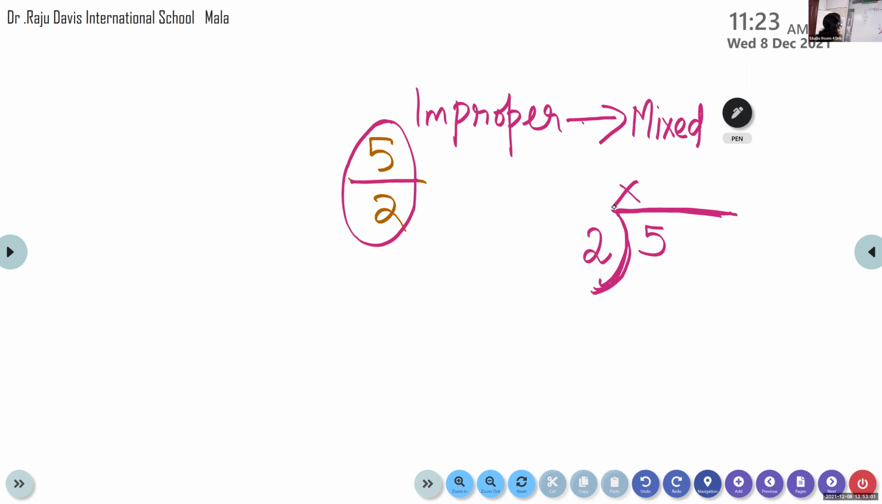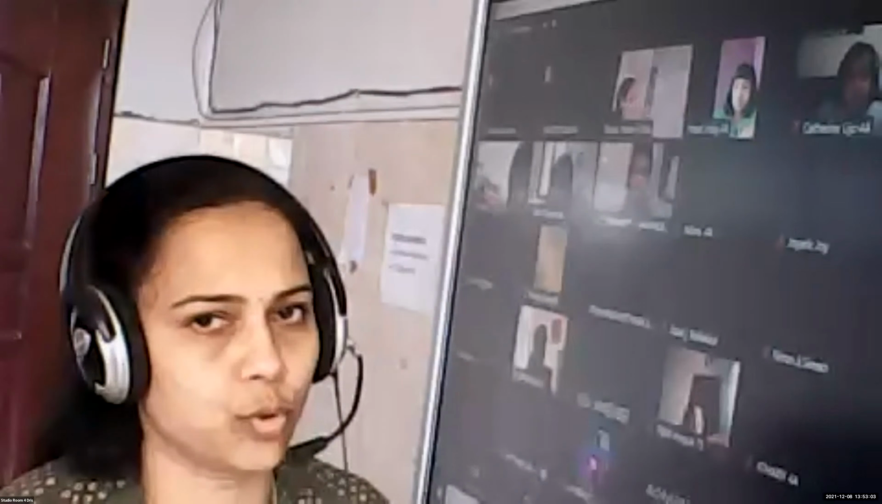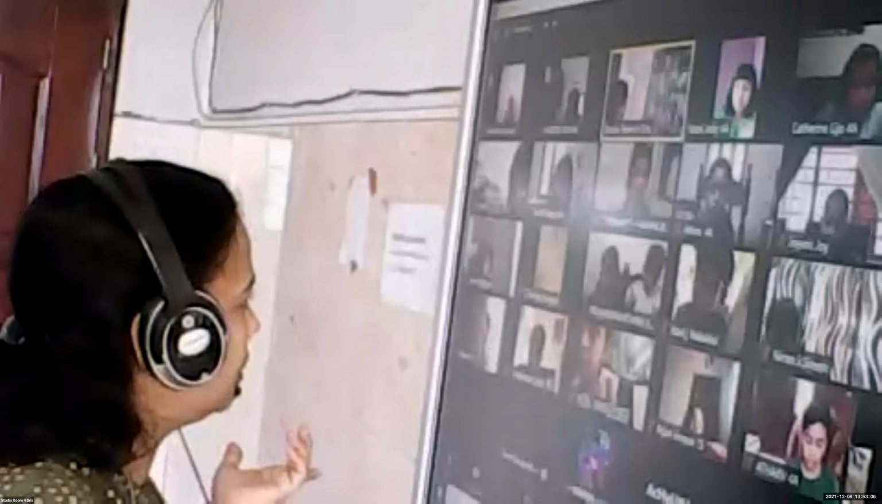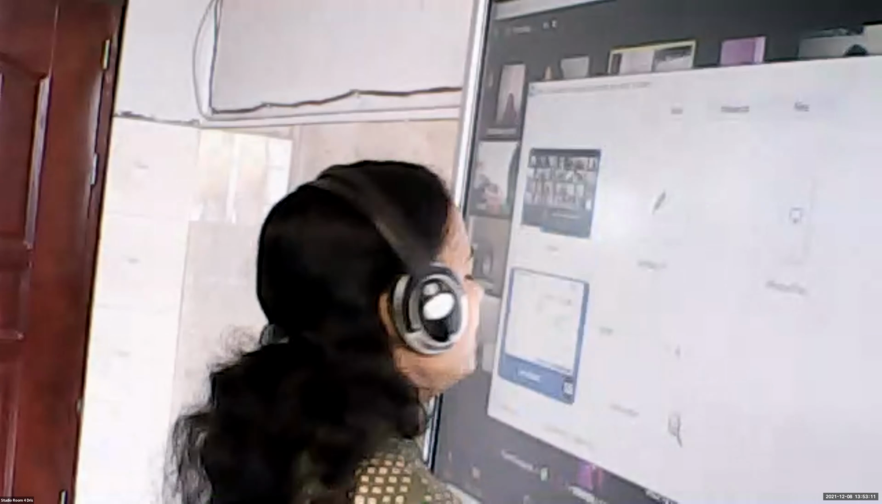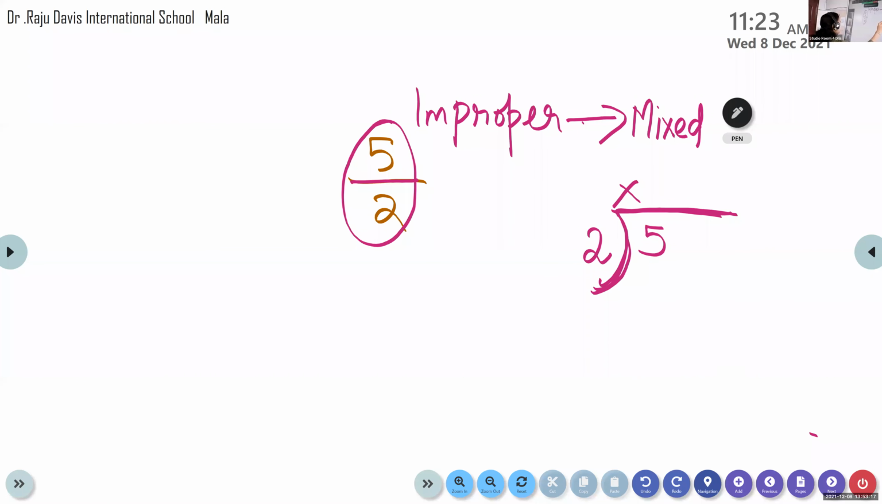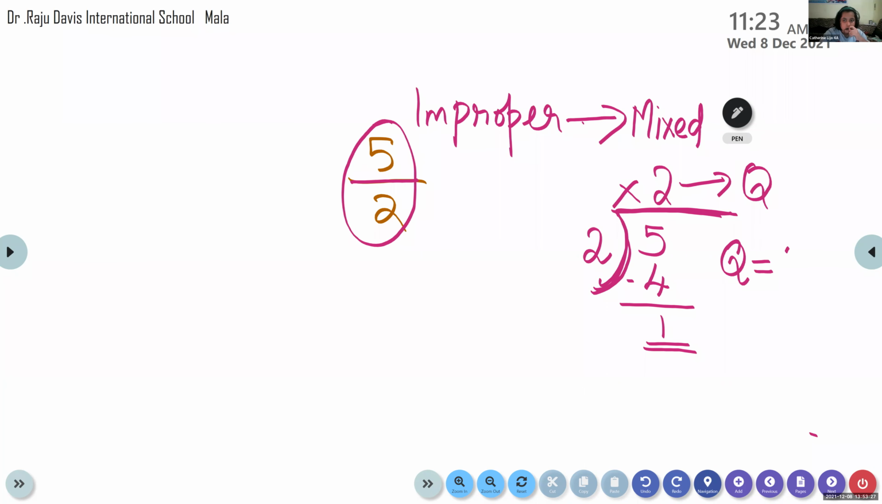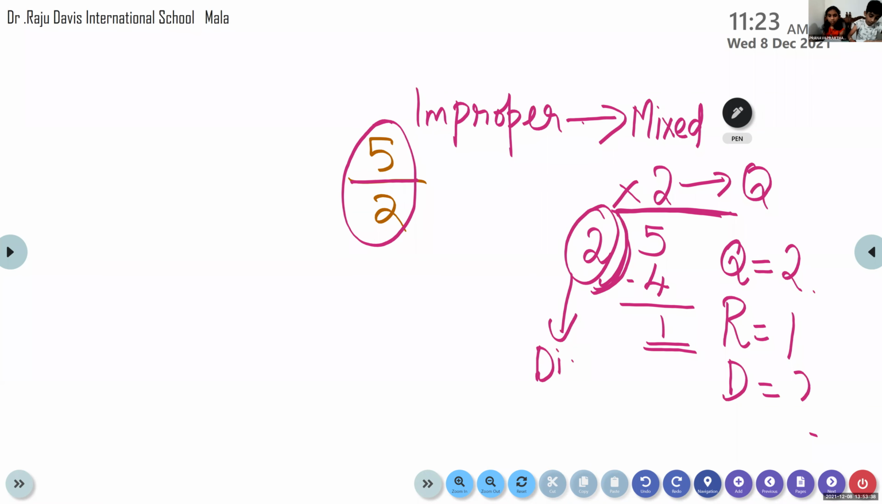Now, can you tell me, division we have studied. Yes, children, we know what is quotient, what is remainder. The answer in the division is the quotient, and the remainder also we know. So divide and tell me, how many times 2 can be taken from 5? 2 times. Yes, 2 2s are 4. And what is the remainder? 1. So children, I will write here the quotient is 2 and the remainder is 1, and the divisor is 2.